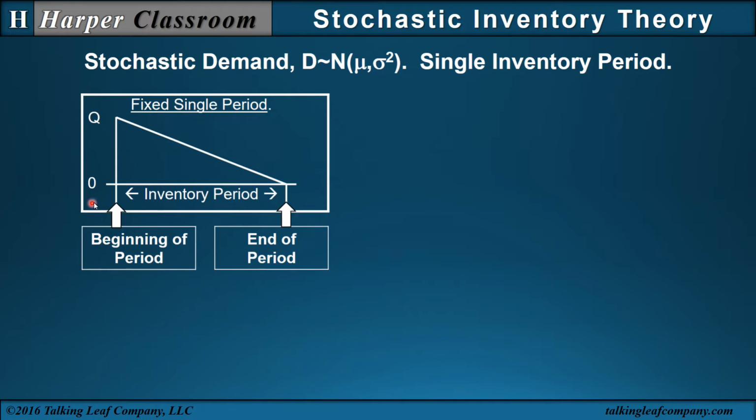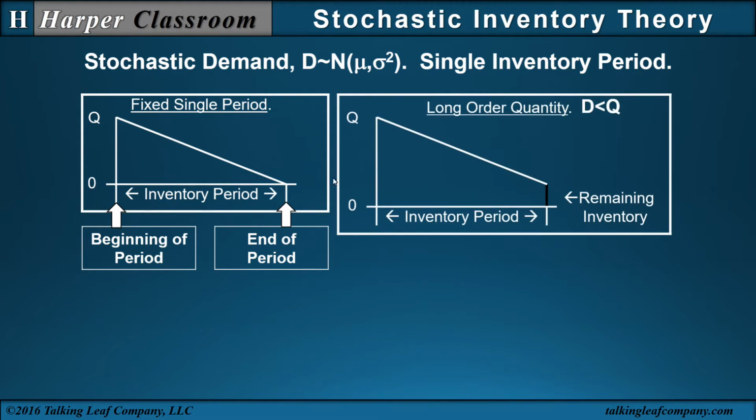In other words, at the beginning of the period, we order Q, and that Q will last for one period at the end of the period. But during that inventory period, a couple of things can happen. The first, we can have a long order quantity, where demand is less than our lot size Q, or we've ordered too much. Now, if we've ordered too much, then at the end of the period, we'll have remaining inventory, and that would be costly.